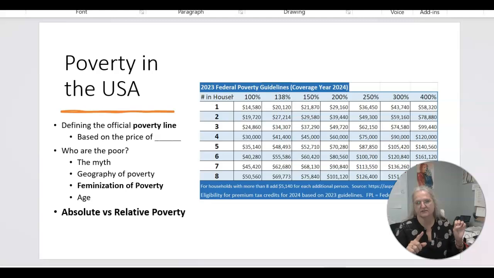So the answer here, defining the official poverty line: it is based on the price of food, based on what people ate in the 1950s. But it's assumed that you spend only one third of your budget on food. Now, here's the reason that the poverty line doesn't get updated. It gets changed every year to reflect the cost of inflation of those food items, but it doesn't get adjusted.